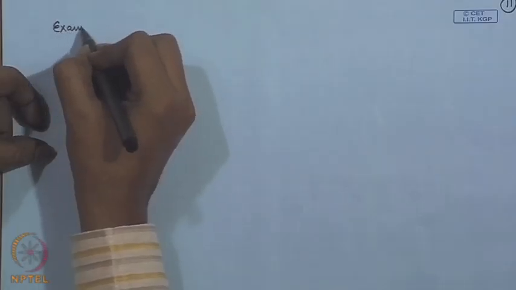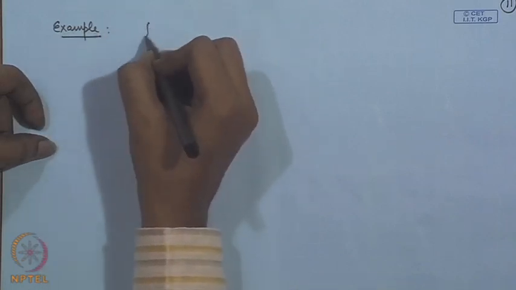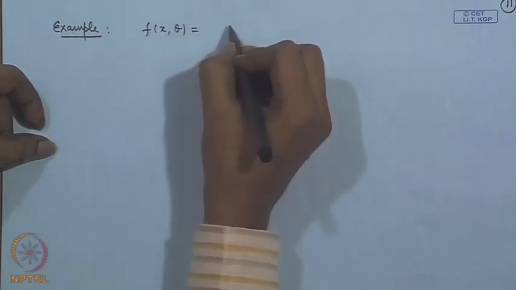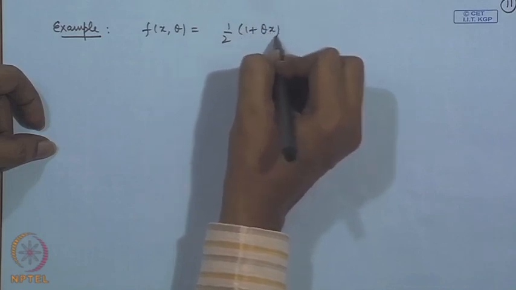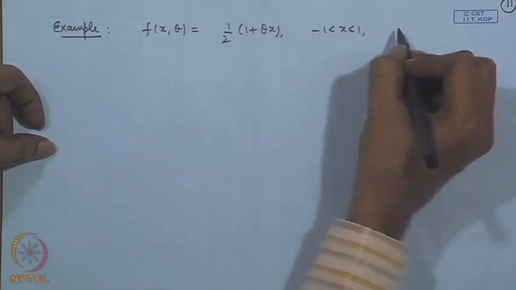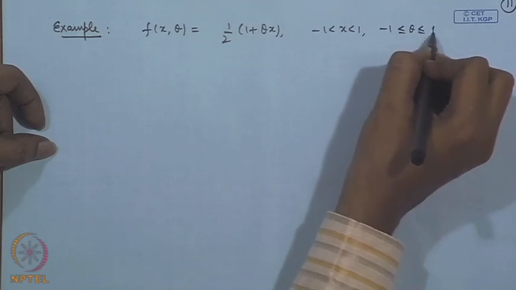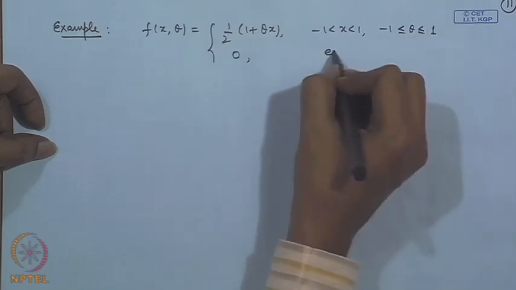Here my intention is to show either we consider the distributions in the exponential family, or we consider the distributions with the monotone likelihood ratio. So, therefore, we can be able to derive the UMP tests. Let me take slightly different example, which is not a very conventional one. f(x, theta) is half (1 plus theta x), for minus 1 less than x less than 1, minus 1 less than or equal to theta less than or equal to 1, and it is of course 0 elsewhere.